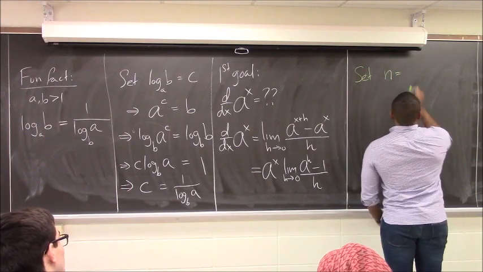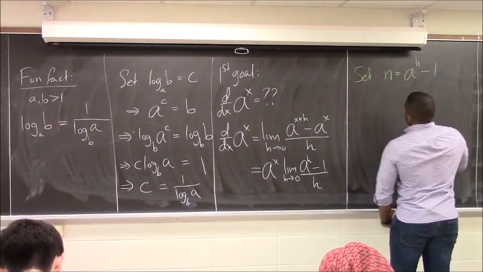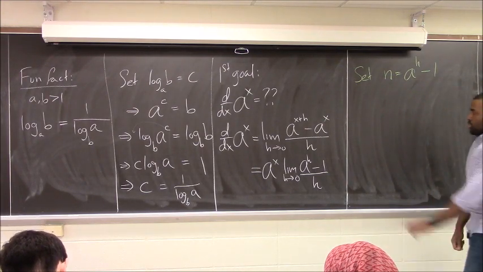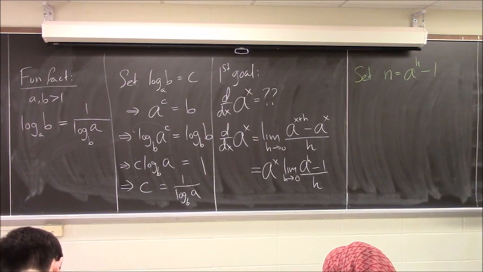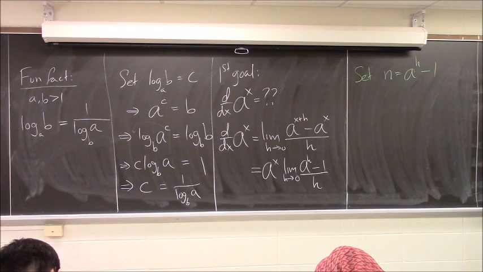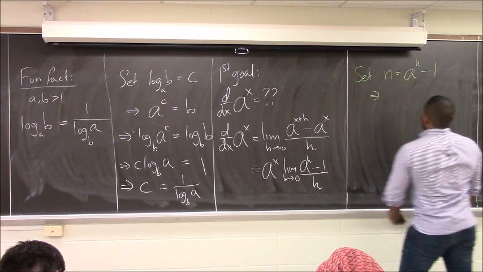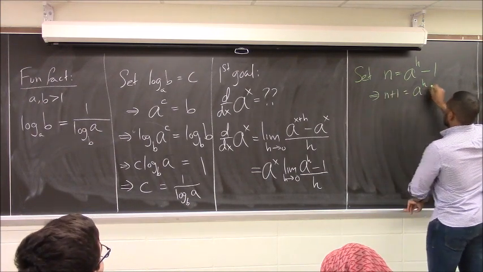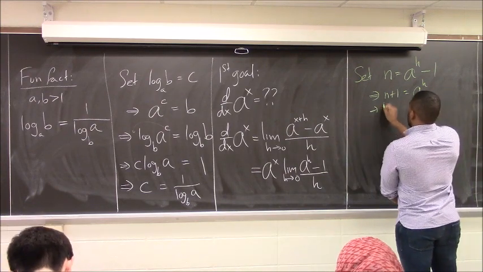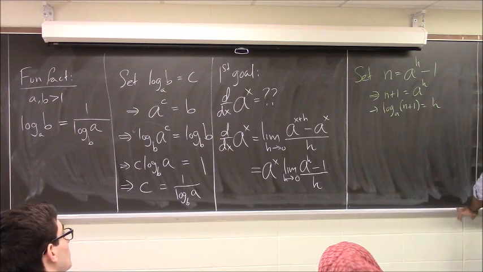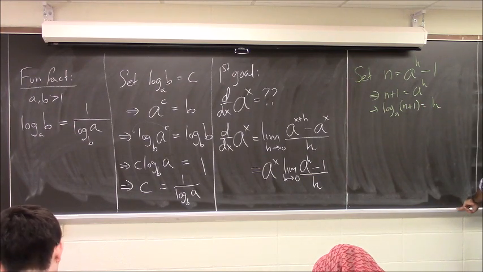Set n equal to this guy, a to the h minus 1. So I want to just replace this with a single variable. Hopefully it's going to simplify things a little bit. There's a thought process that went behind this, but for now we can just know we're going to do a change of variable. With that change of variable, I can start to solve for the h. And so I can take log to the base a of both sides, and that will give me h over here.